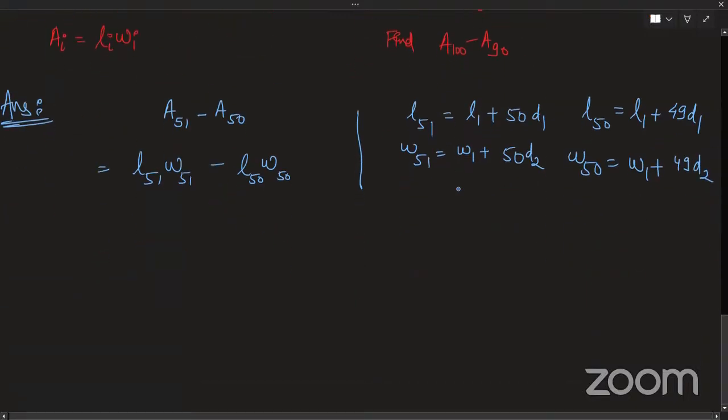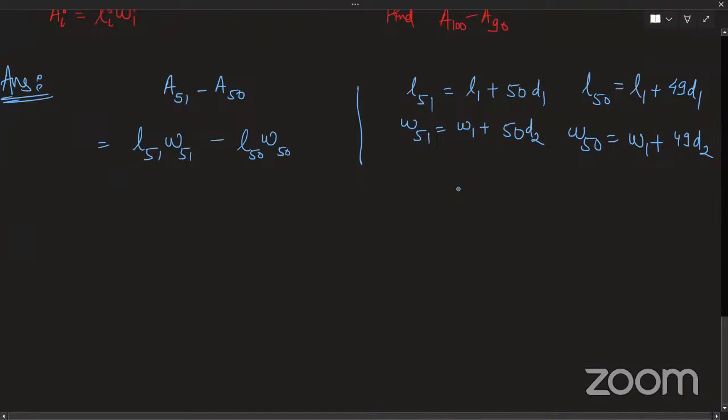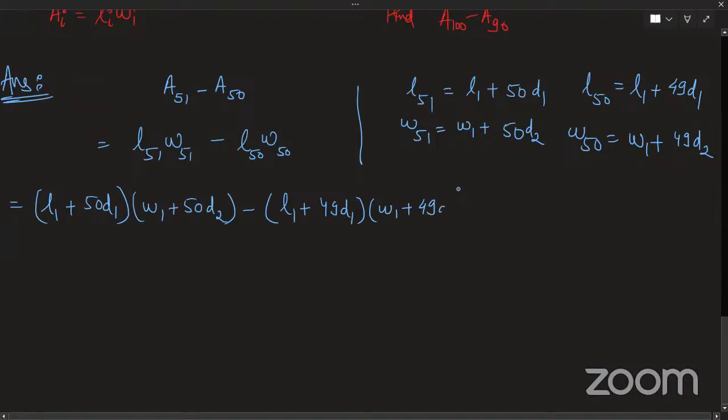Correct. Absolutely correct. So when I substitute it here, L51 is (L1 plus 50 D1) multiplied by (W1 plus 50 D2), minus L50. What is L50? Just substitute L50. It is (L1 plus 49 D1) multiplied by (W1 plus 49 D2), right? Yes, sir. Can you open this bracket for me?